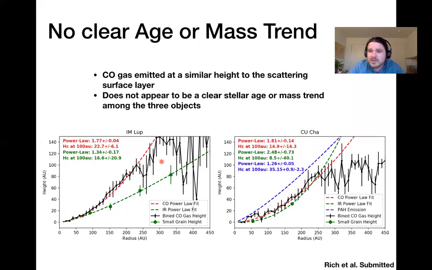Even though these are only three objects, there doesn't really appear to be a clear trend via age and mass. IM Lup and HD 163296 are the most similar. However, they're the most dissimilar. IM Lup is very young and a T Tauri, while HD 163296 is the opposite. So we're really going to need a lot more of these objects to really fill out the demographics before we really see any trends. But for right now, we really don't see any of those in terms of simple stellar characteristics.